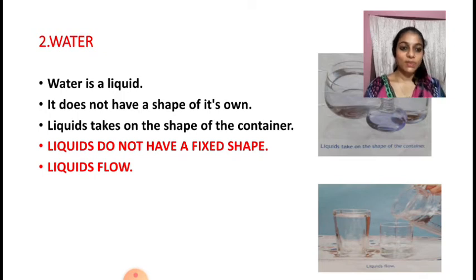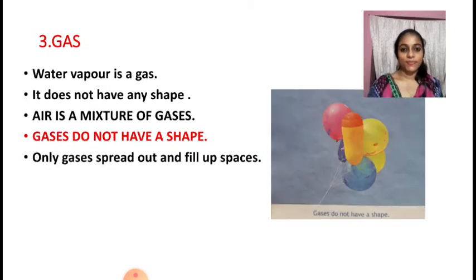Okay, next one is gas. Water vapor is a gas. We have discussed the three forms of water, that is ice, water and water vapor. So water vapor is the gaseous form. So water vapor is a gas. It does not have any shape. Like water, which we have discussed, gases also do not have a particular shape. It will take the shape of the container.